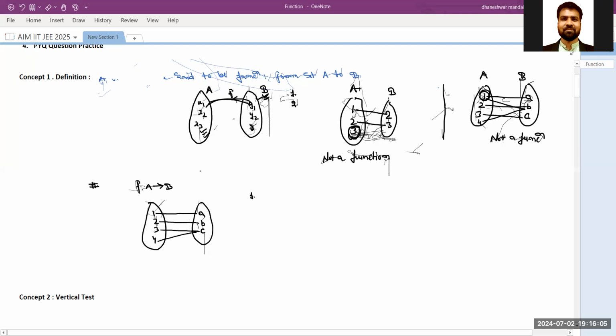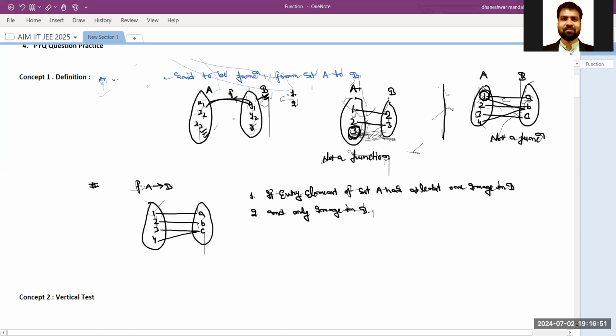See, what is the definition of a function? If every element of set A has at least one image in B, this is the first condition. And the second condition is that it has only one image in B. Okay, this is the condition for a function.